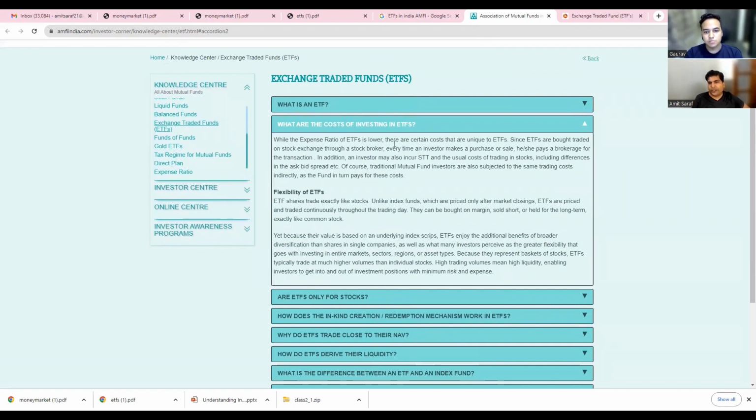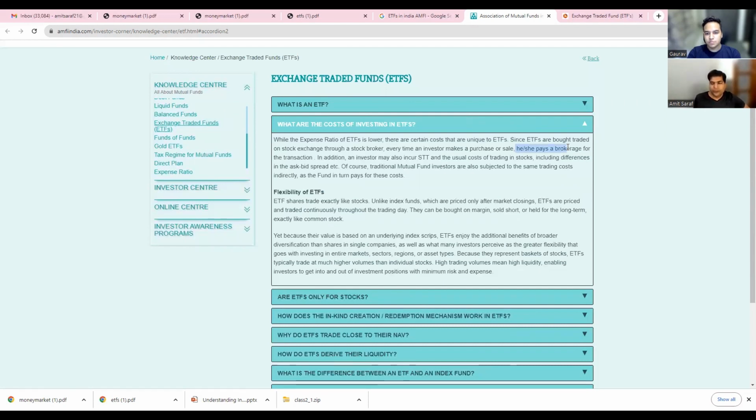While there is an expense ratio on ETFs, there are certain other costs. ETFs are traded on a stock exchange. Every time an investor makes a purchase or sale, he has to pay brokerage. So since we are investing in ETFs through exchange platforms, let's say I'm buying certain ETFs which are listed on NSE. Then when I'm buying and selling, I am charged brokerage fees.